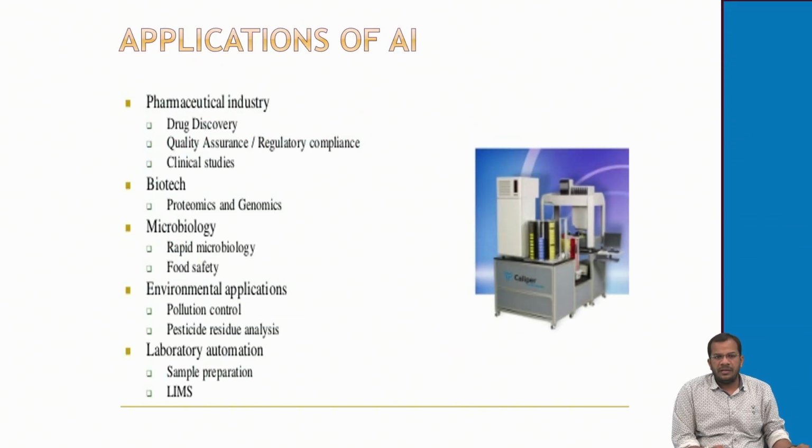The applications of AI in the real world are so many. In real world scenarios, we have wide varieties of analytical instrumentation applications, such as pharmaceutical industries, biotechnology, microbiology, environmental laboratory automations, etc. Not only in the pharmaceutical industry, but also for identification of DNA, and in pathology labs, etc. In a pharmaceutical industry, it is used to identify the chemicals, compounds, and their properties in drug discoveries, and it is also used in quality assurance and clinical studies. It is also used in biotechnology for identification of proteomics and genomics.